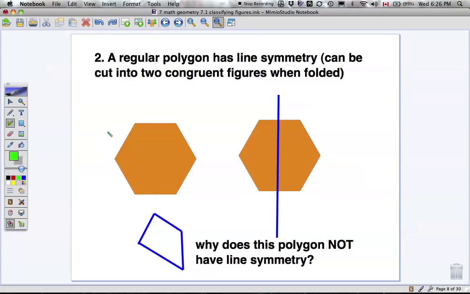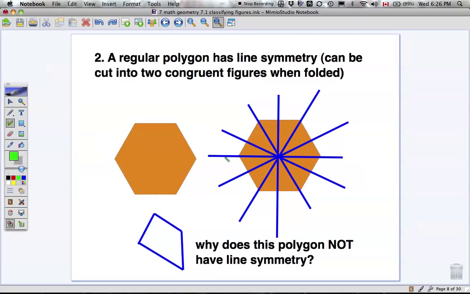Well, you could also fold it this way, and this side right here would touch right over there. So this is so far 2 lines of symmetry. There's a third line, a fourth, and a fifth, and a sixth. So what's interesting, a 6-sided regular polygon has 6 lines of symmetry.